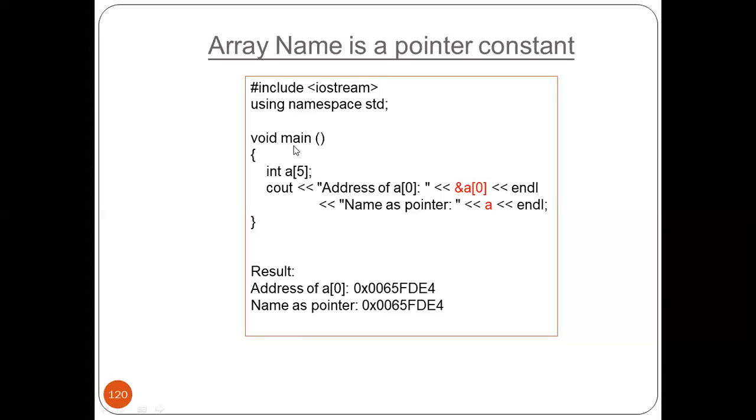If I mention it in the form of a value, what does this a hold? Ampersand a of 0 holds the address location. And if you mention it in the form of a pointer, we take it as the address location of this value.